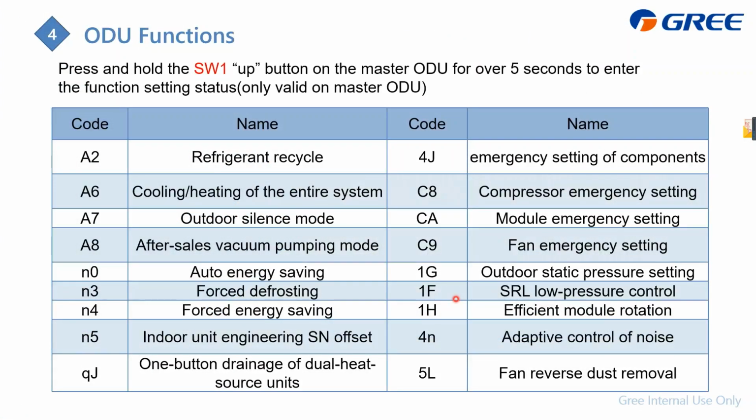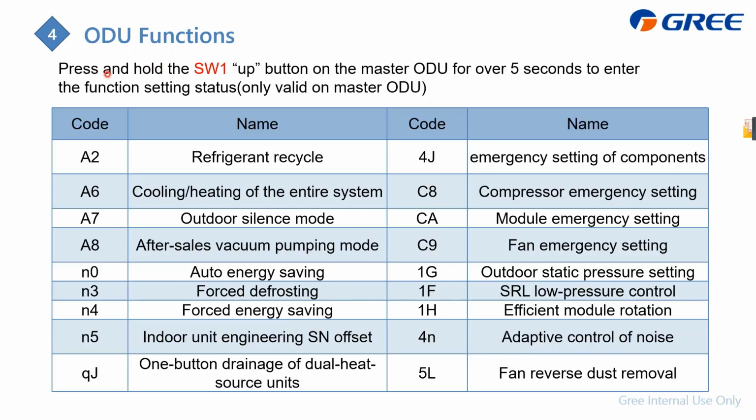So this table shows some functions we can set, like the A2. The A2 is refrigerant recycle, and A6 is cooling or heating of the entire system. We can set the unit running only in cooling mode or only in heating mode. Or A7 is outdoor slice mode, and A8 is after sales vacuum pump mode, and some other functions. Okay, so we talk about the functions in the following part.